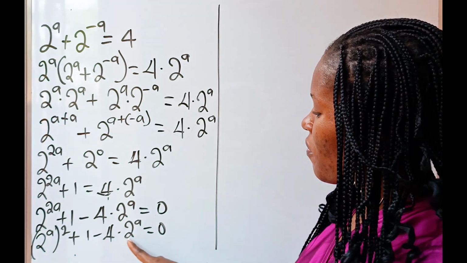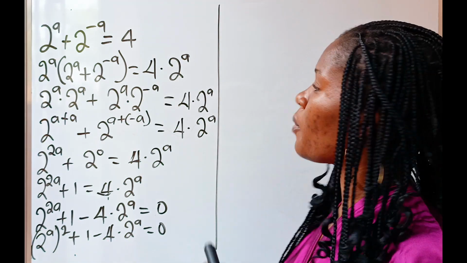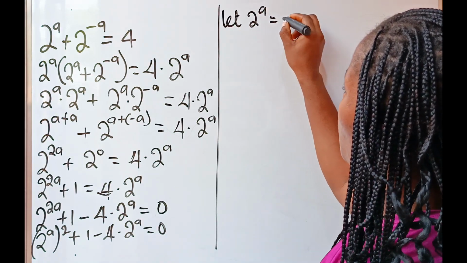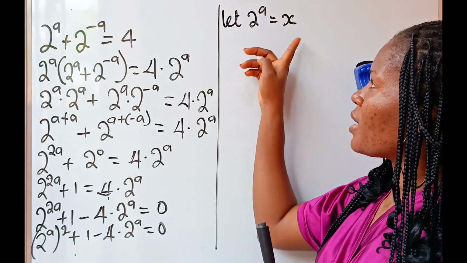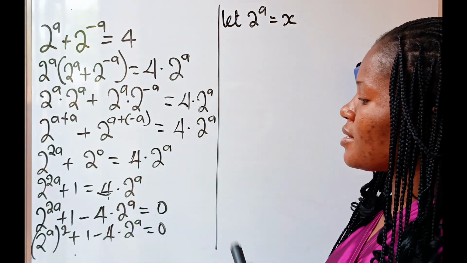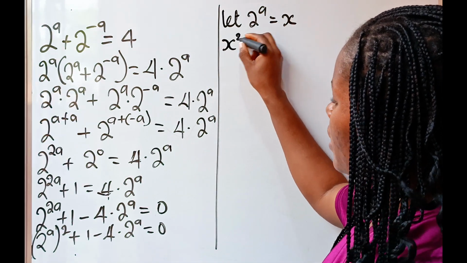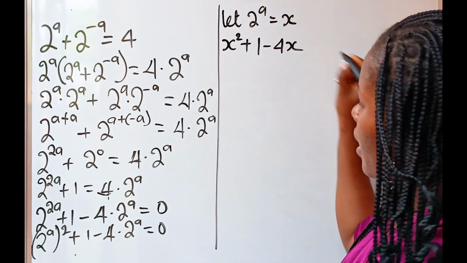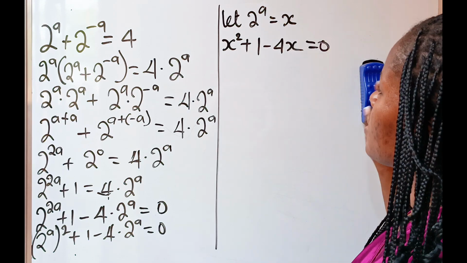Now we have 2 to the power of a here and we have 2 to the power of a here. We can say let 2 to the power of a be equal to x. So if we make that statement, that means you can write this as what? X squared plus 1 minus 4x, right, is equal to 0.